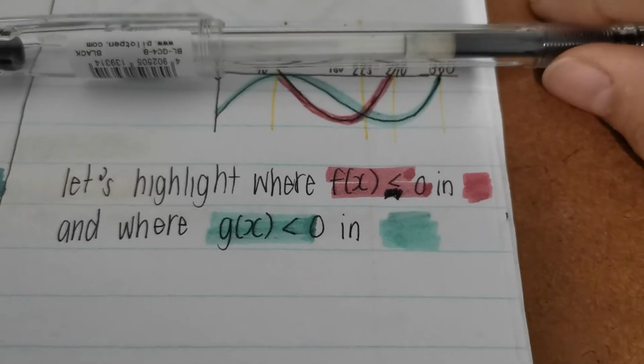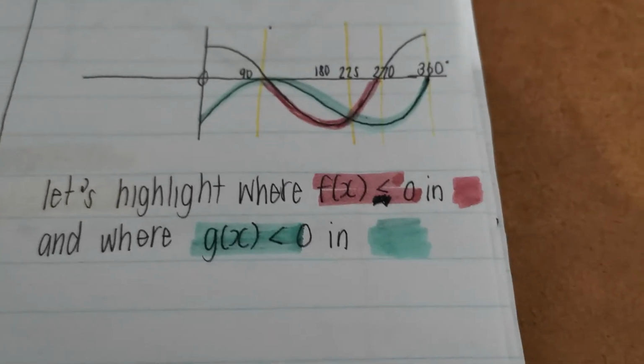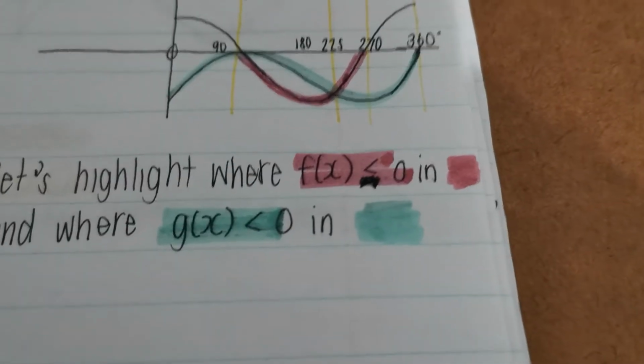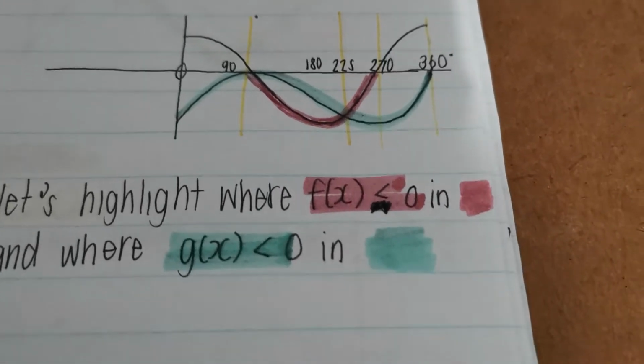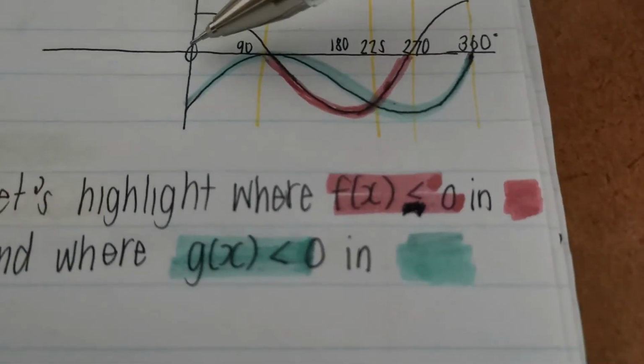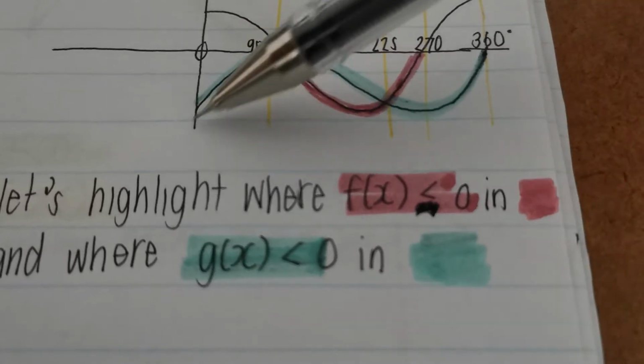Now I'm asking myself, where do the two colors meet each other? All right, where are both the colors highlighted, basically? Can you see here between 0 and 90, only the blue part is highlighted.